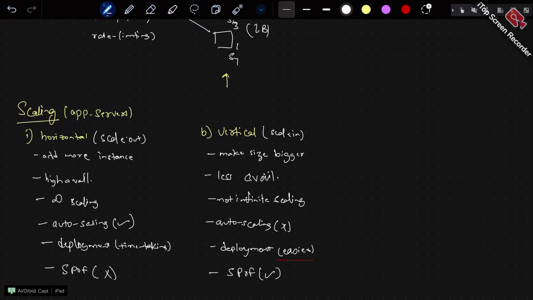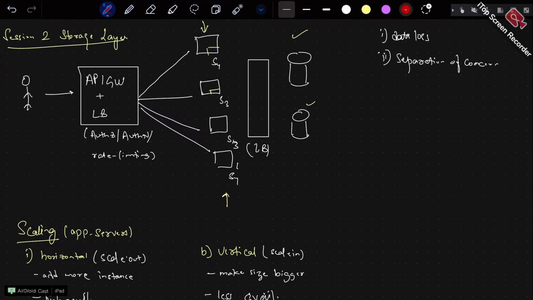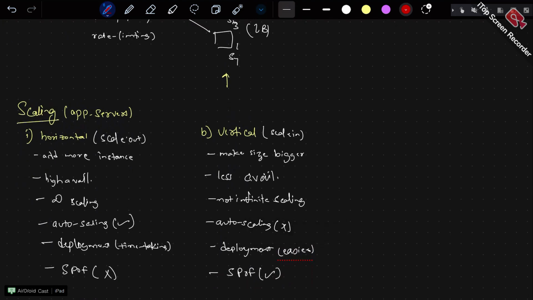So that means in vertical scaling, you just have one application server. If that goes down, your entire microservice goes down. But in case of horizontal scaling, your application server is not a single point of failure. For example, in the above diagram, if this one, S3, goes down, the other servers are still running and they will be able to cater to your requests. But in case of vertical scaling, that is not possible. Understood? So these were the major pros and cons of each one of them.